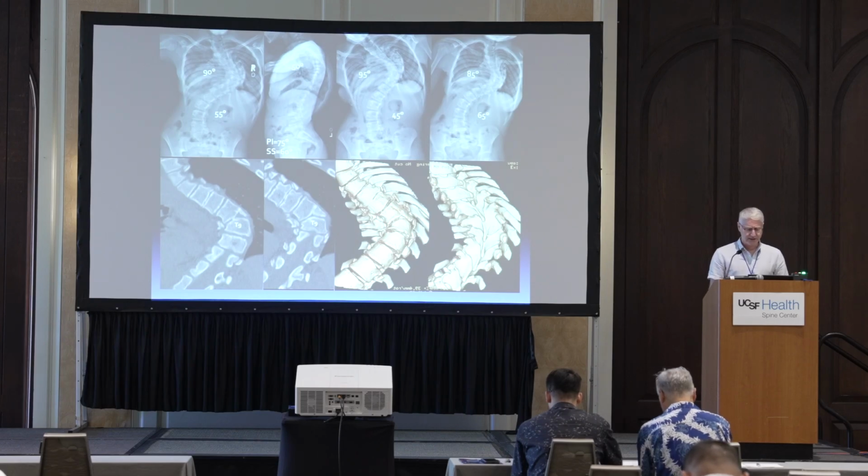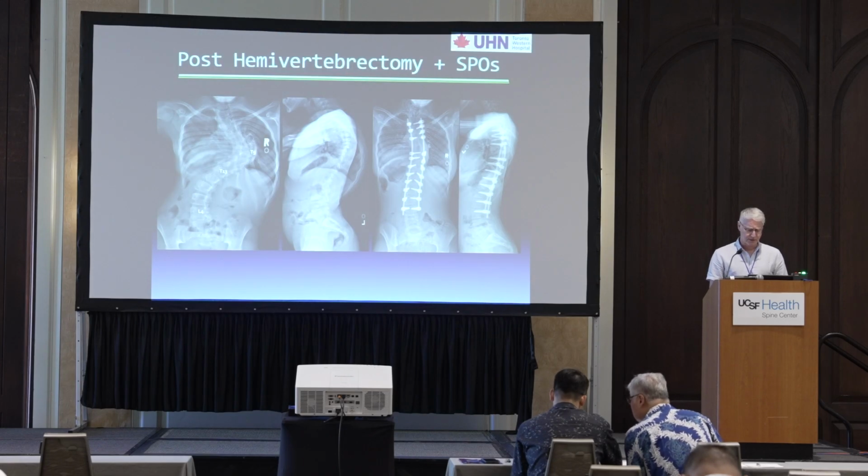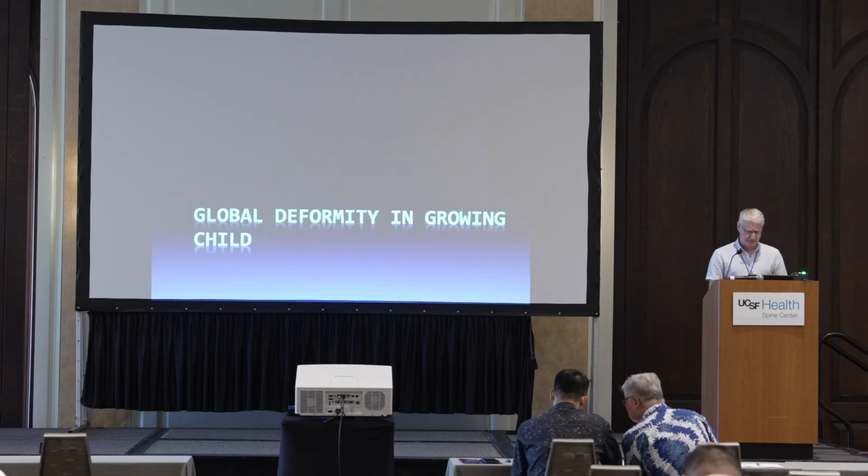Another one, it looked like a bad scoli, but then we got a CAT scan. You see this hemivertebra embedded inside, and obviously that has to be addressed at the same time as doing the correction. So those are all different cases. And if you have a global deformity in a growing child, though, you may treat it a little bit differently.